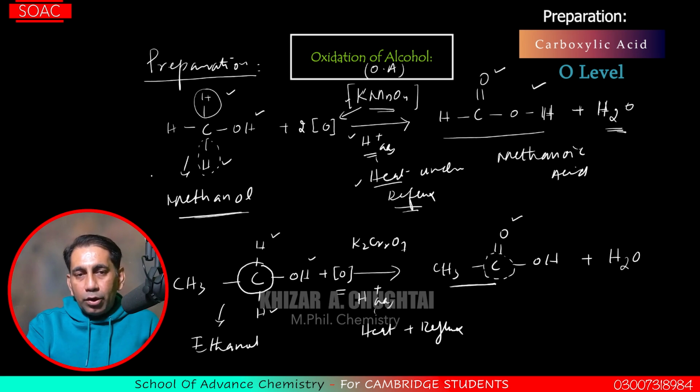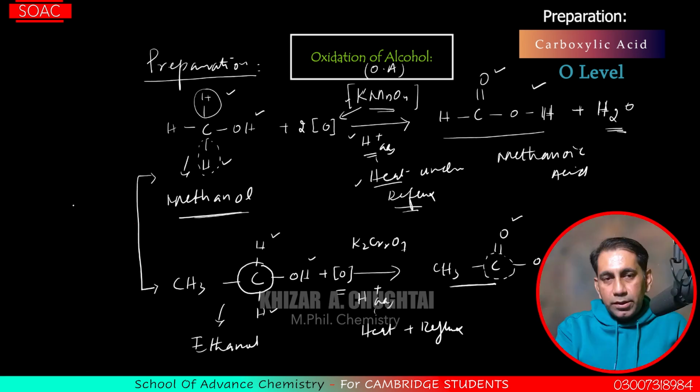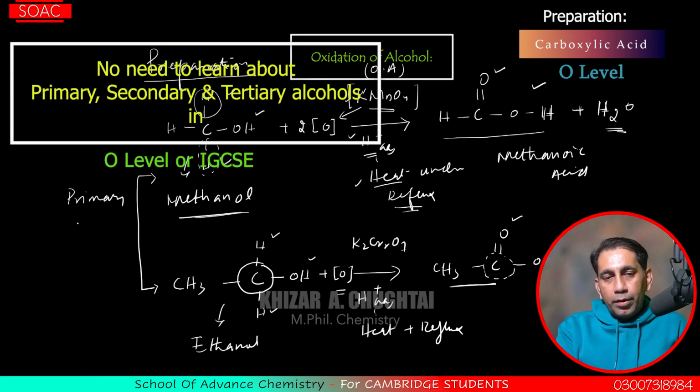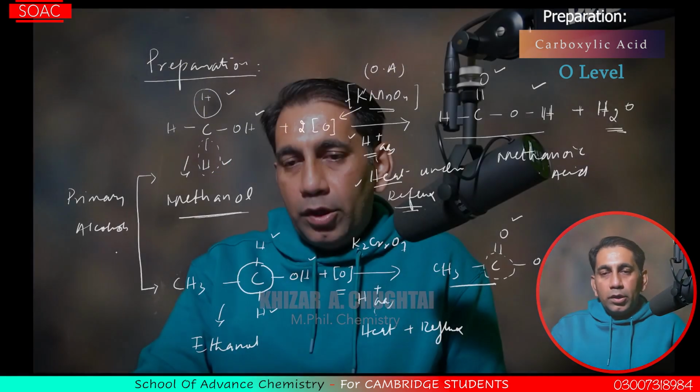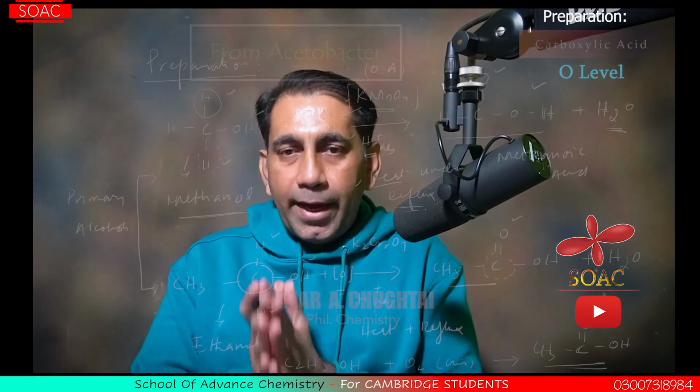Basically, primary alcohols are changed into carboxylic acid, primary alcohol. So generally, if we are supposed to synthesize the carboxylic acid, then we will start from alcohol. Oxidation of alcohol gives carboxylic acid and water.